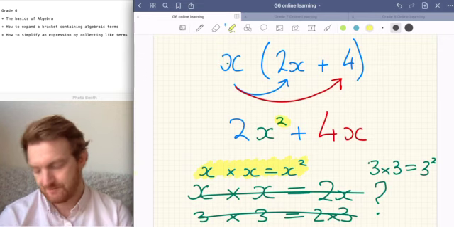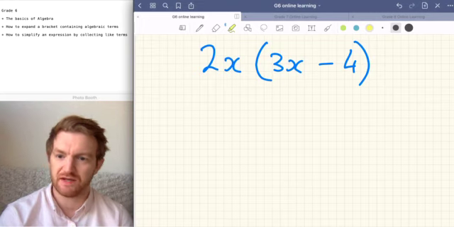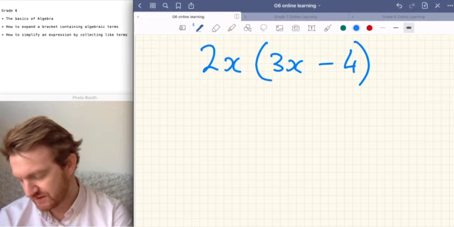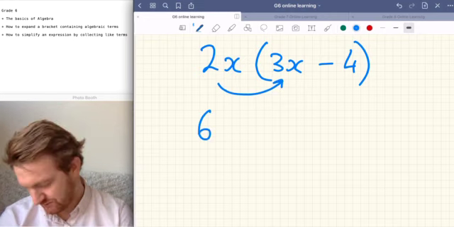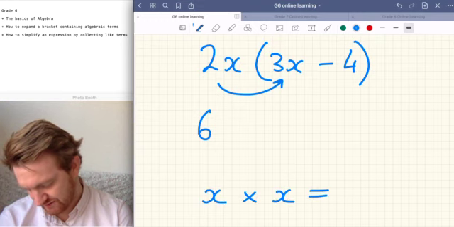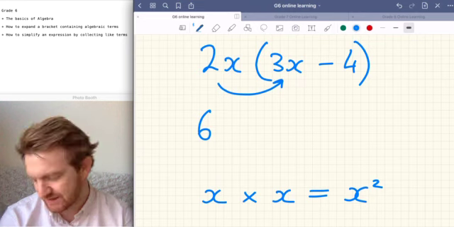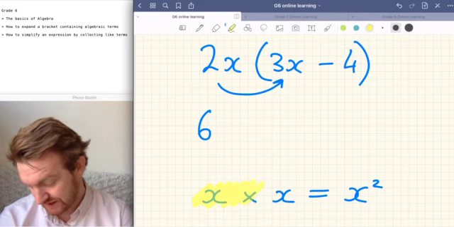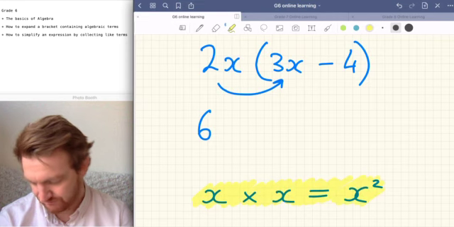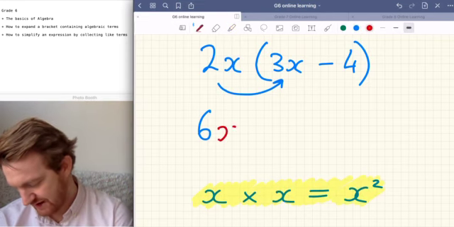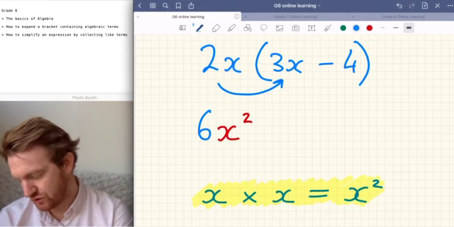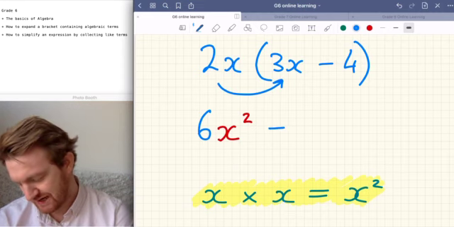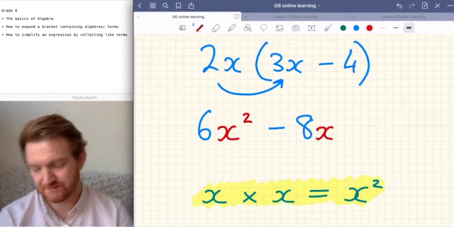Let's try another one. Yay. 2x times 3x minus 4. We do the numbers first. 2 times 3 is 6. And then, let's write it again. x times x equals x squared. And this isn't just for the letter x, by the way. This is for any letter. A or B or C or D or E or F or G or H or I, and so on and so on. So 6x squared, not 2x. And then we take 2 times negative 4 is negative 8. But we also need to include the x.